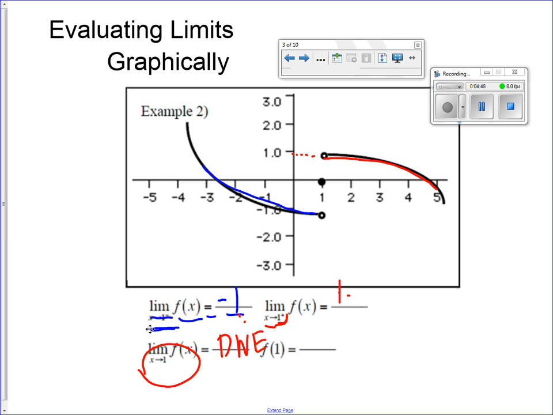Last question, what is f of 1? Does f of 1 exist? Right here, f of 1 is shaded in. We say that when the input is 1, the output on this graph is 0.